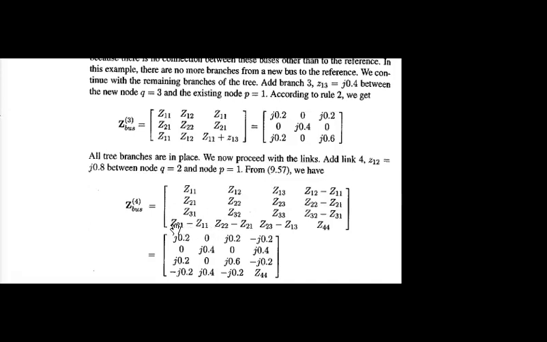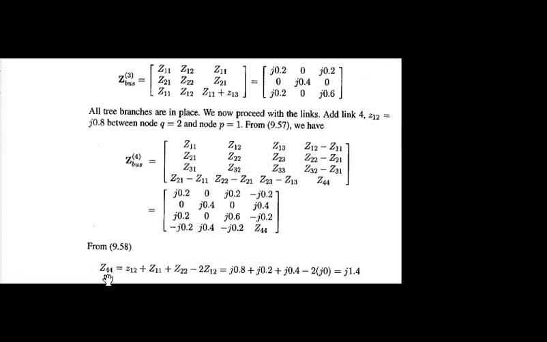Likewise, row Q minus row P. Row Q is row 2, so the value is Z21 minus Z11, and this value should be placed here. For the last element, Z44, you have to make a special calculation. Z44 has another equation: it is the link impedance Z12, the impedance between node 1 and 2, plus Z11, that is ZPP, plus ZQQ minus 2ZPQ.